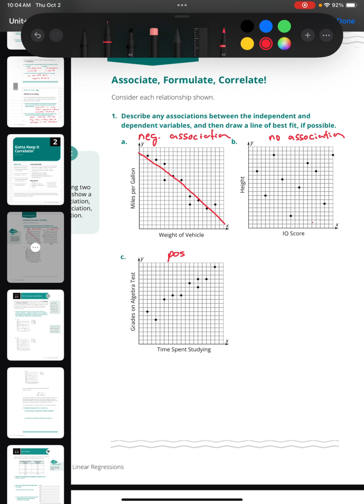And then C would be a positive association. So line of best fit would look something like that.